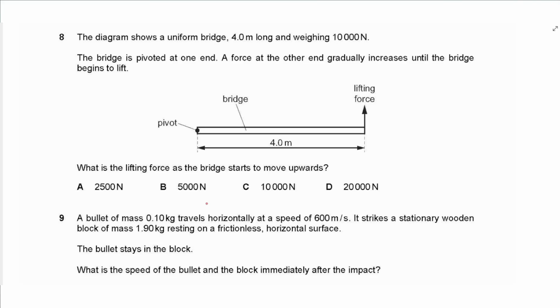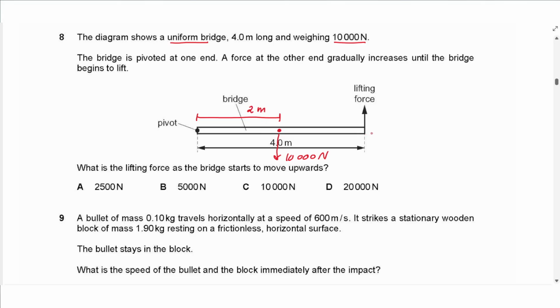Question 8 says the diagram shows a uniform bridge 4.0 meters long and weighing 10,000 newtons. The bridge is pivoted at one end. A force at the other end gradually increases until the bridge begins to lift. What is the lifting force as the bridge starts to move upwards? First, we said a uniform bridge, which means the weight is in the middle and the weight is 10,000 newtons. So we have a force downwards 10,000 newtons acting at a distance from the pivot, half the length of the bridge. So this is 2 meters.